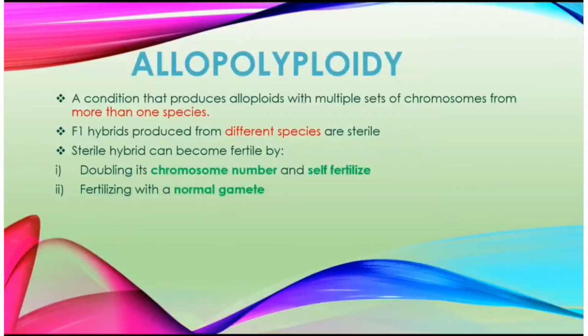Let's take a look at allopolyploidy. Allopolyploidy is a condition that produces alloploids with multiple sets of chromosomes from more than one species. F1 hybrids produced from different species are sterile. We call them hybrids because of the occurrence of genetic mixing. A sterile hybrid can become fertile by two methods. The first one is doubling its chromosome number and self-fertilizing, and the second one is fertilizing with a normal gamete. Examples of both will be discussed next.